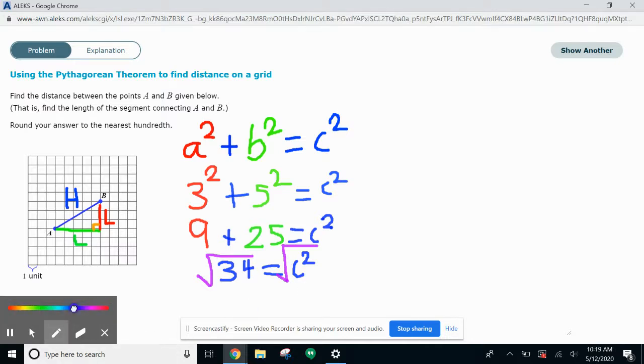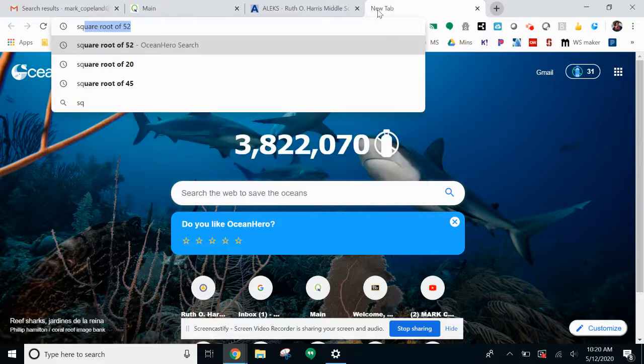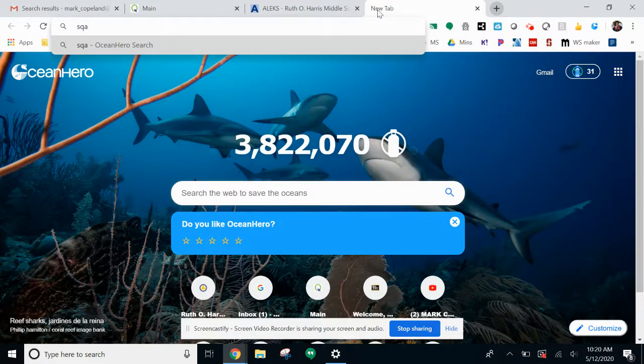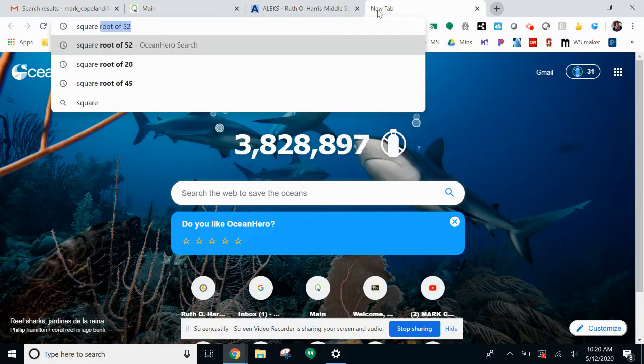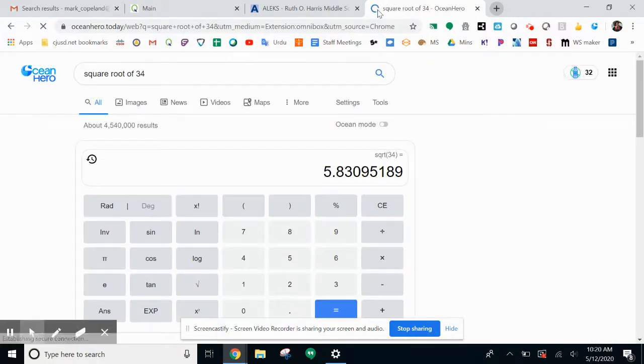I don't know what the square root of 34 is off the top of my head, but I know who does know, and that's Google. So I'm going to go to Google, square root of 34. And the square root of 34 is going to be 5.83. Alex wants us to round it to the nearest 100th place. That's where the 3 is. So is the 0 big enough to round the 3 up? That's a no. So it's going to be 5.83.